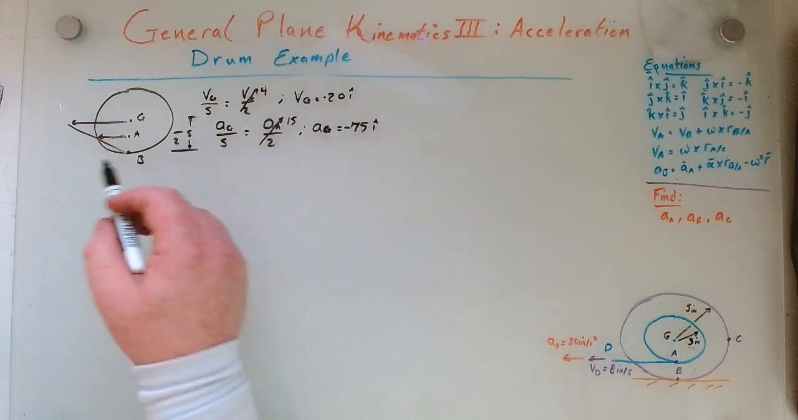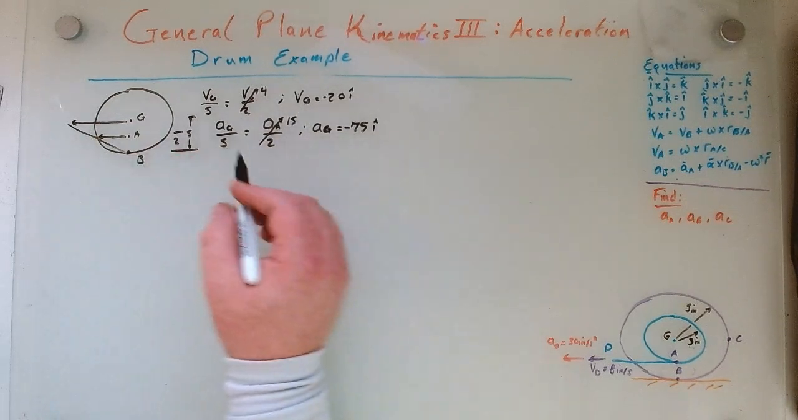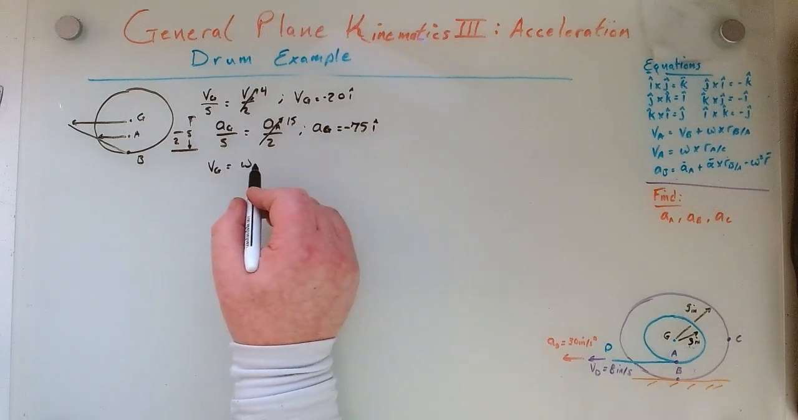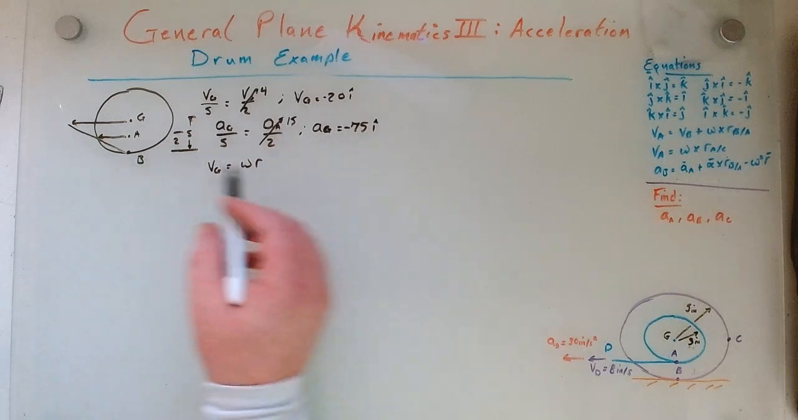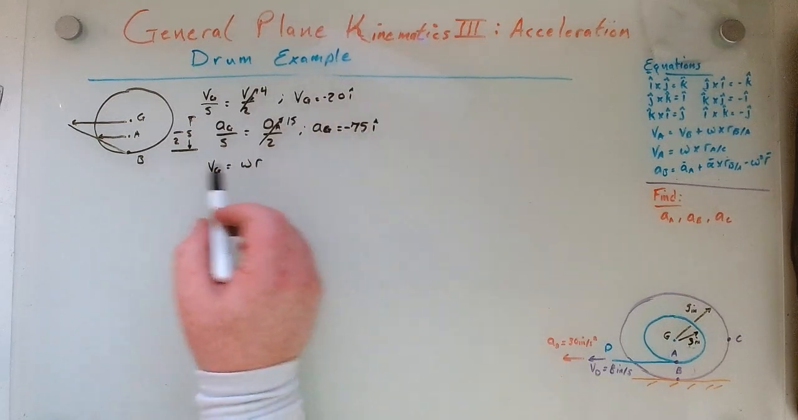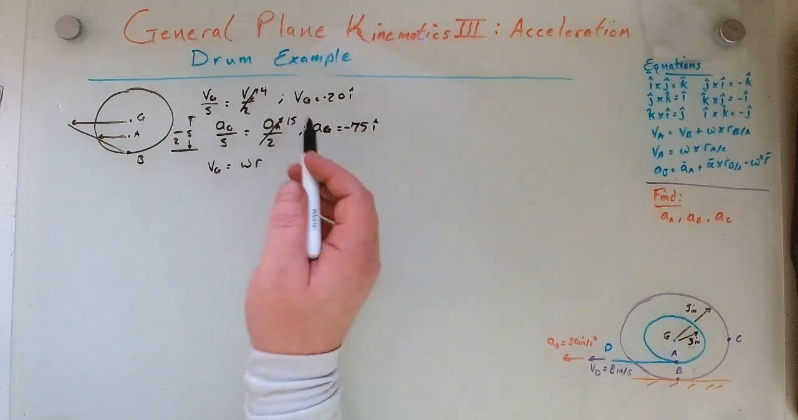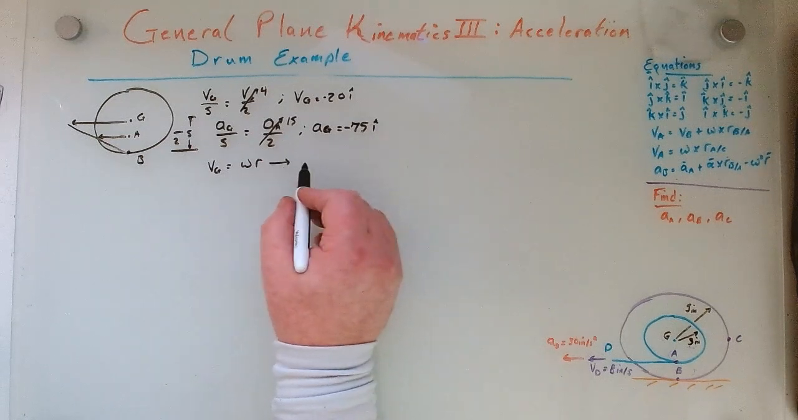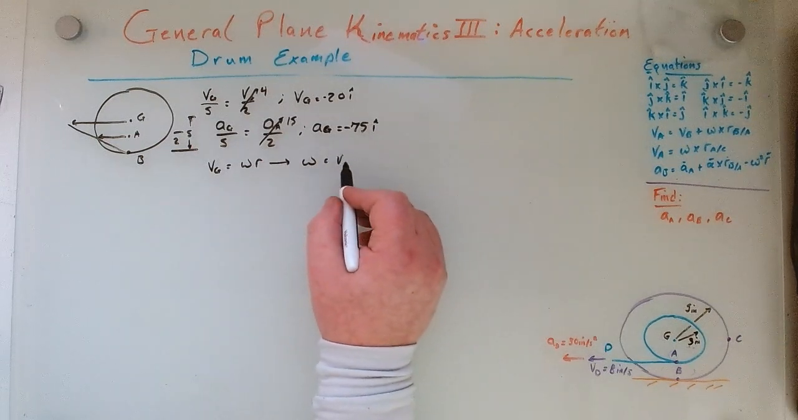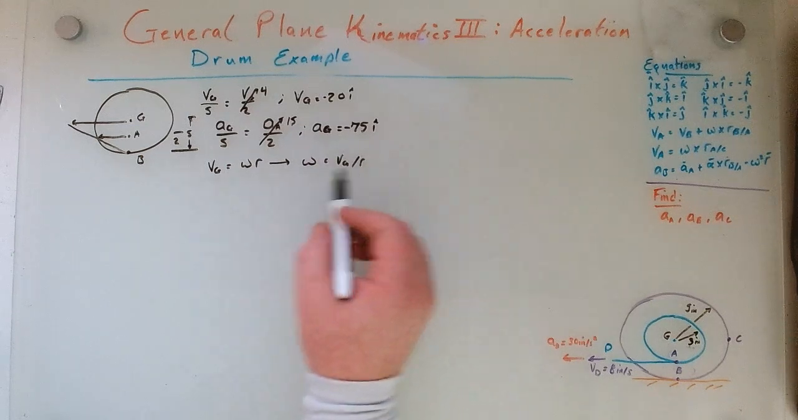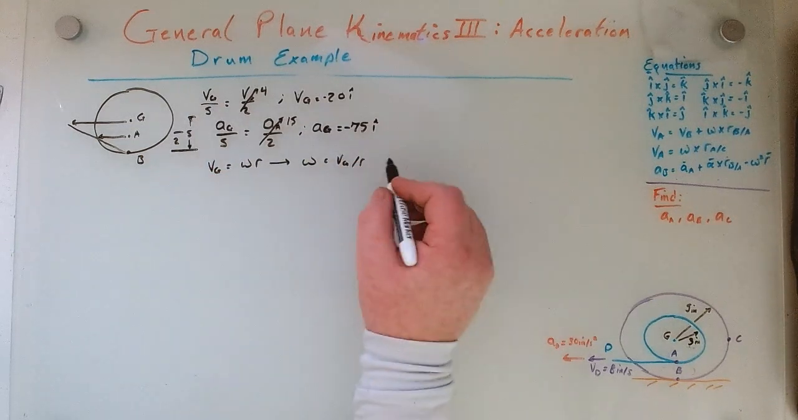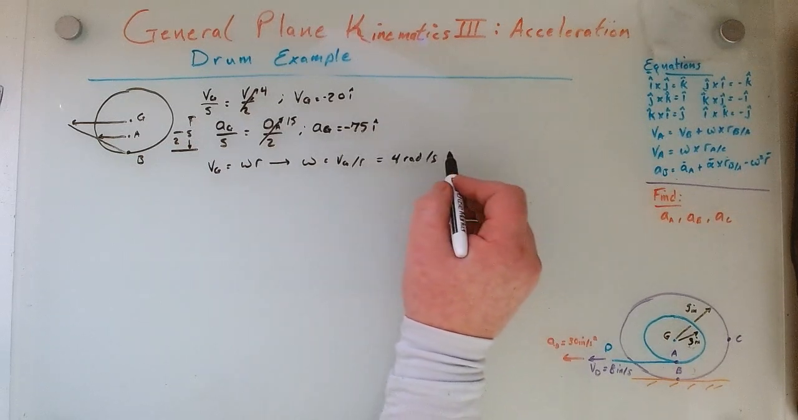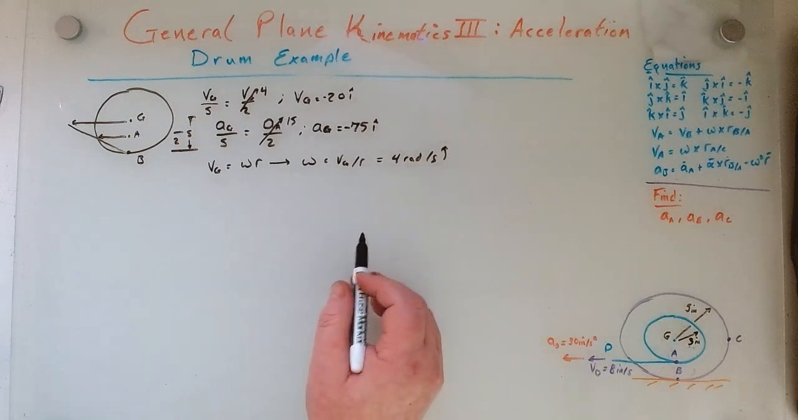Actually, we could use VG to get omega. So VG is equal to omega R. Since we know the direction, we're fine there. We need to rearrange this to get omega, because that's what we're after. So omega is equal to VG divided by R. So that is 20 divided by 5. So that is 4 radians per second, and that is going that way. Sweet.